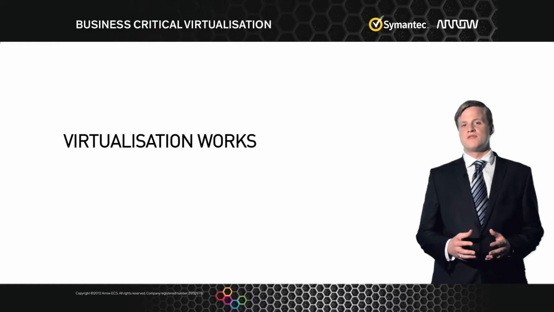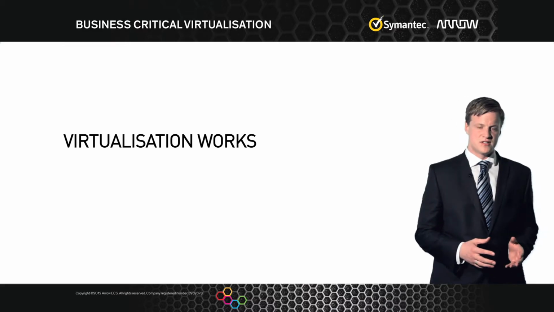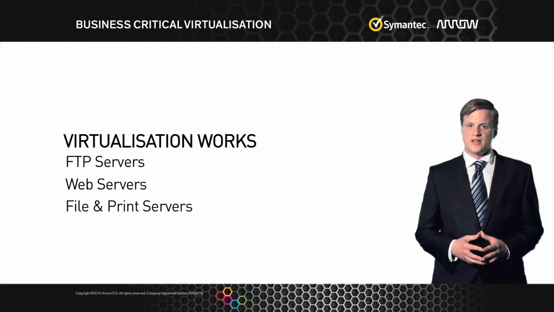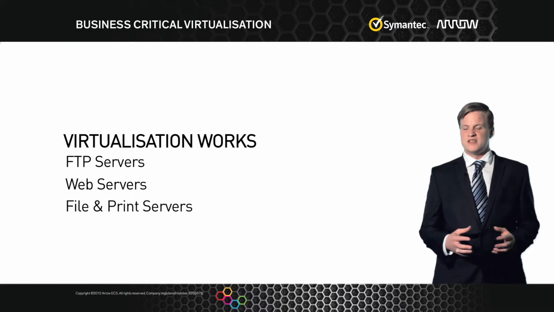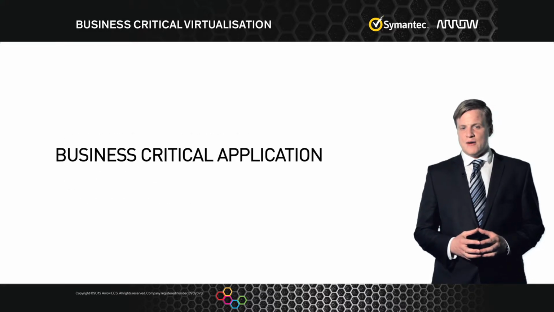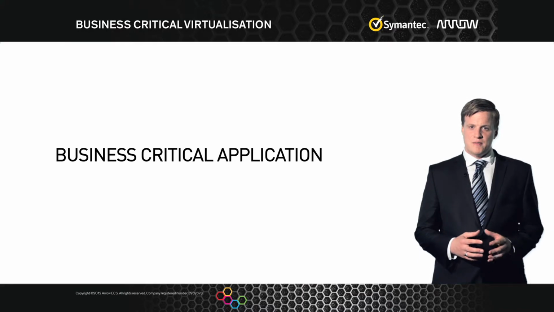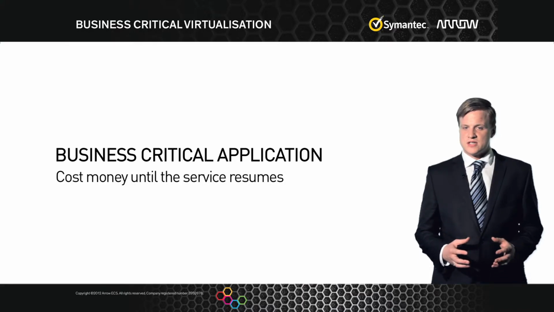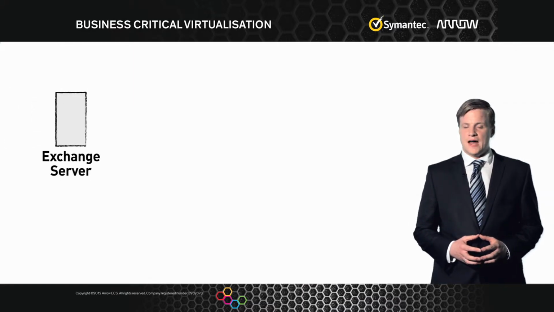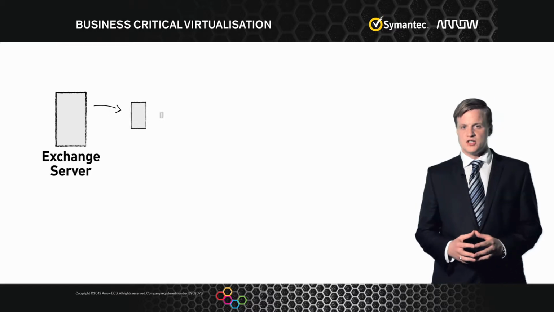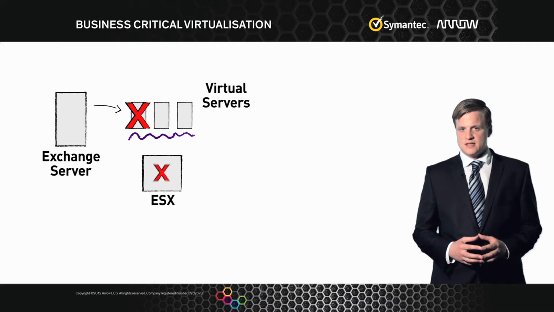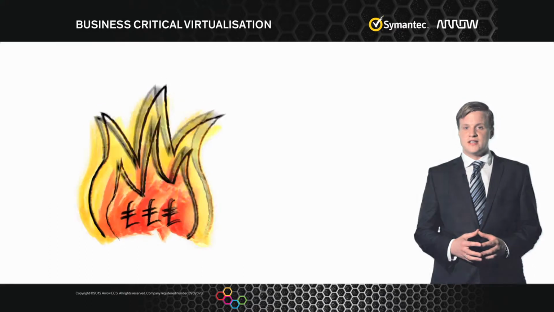To date, companies have really only virtualized less important servers, FTP servers, web servers, file and print servers, that sort of thing. Stuff that if it goes down for any amount of time, it's not really going to have too much impact to the business. A business critical application, however, on the other hand, if it goes down for any amount of time, it will cost money and continue to do so until the service is back up and running. In this example, we're going to have a look at an Exchange server and what happens when you move it from a physical to a virtual environment. If this machine goes down at all, it will have a severe impact to the business, and it will, as I say, continue to cost money until it's back up and running.